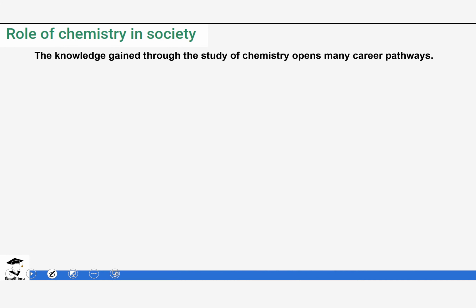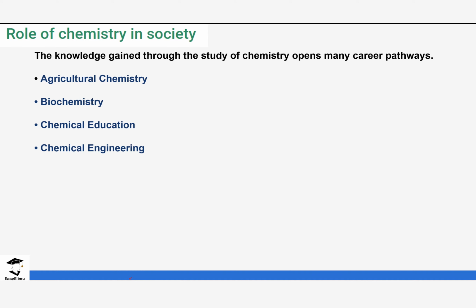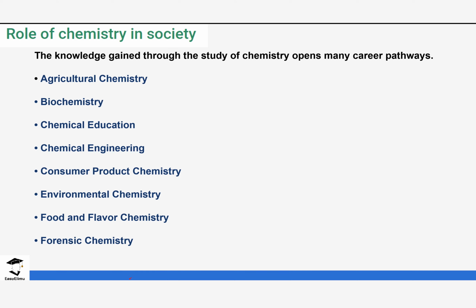So the knowledge that we get from chemistry can help to open up different career pathways. For example, you can do agricultural chemistry, biochemistry, there is chemical education, we have chemical engineering, consumer product chemistry, environmental chemistry, we have food and flavor chemistry, forensic chemistry, and medicinal chemistry, and so much more. These are just examples of what you can do with the knowledge of chemistry.